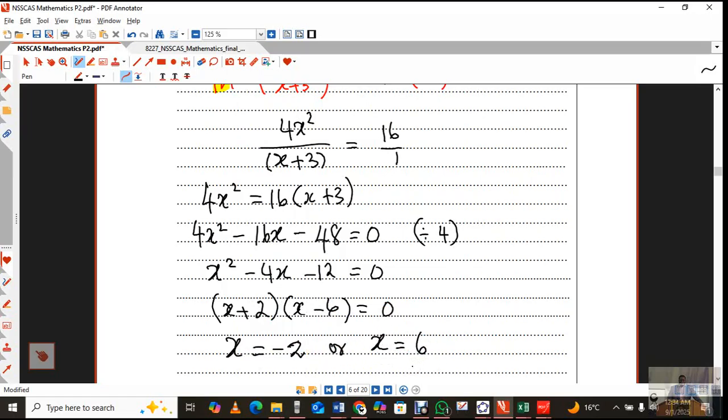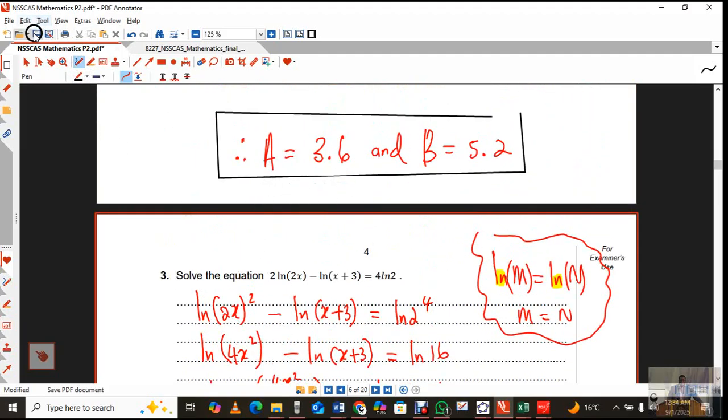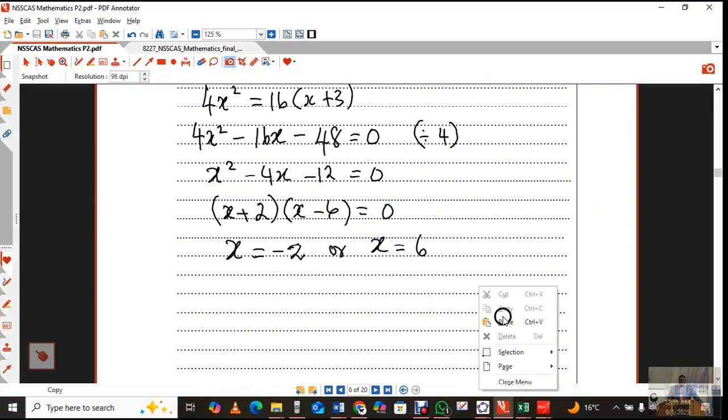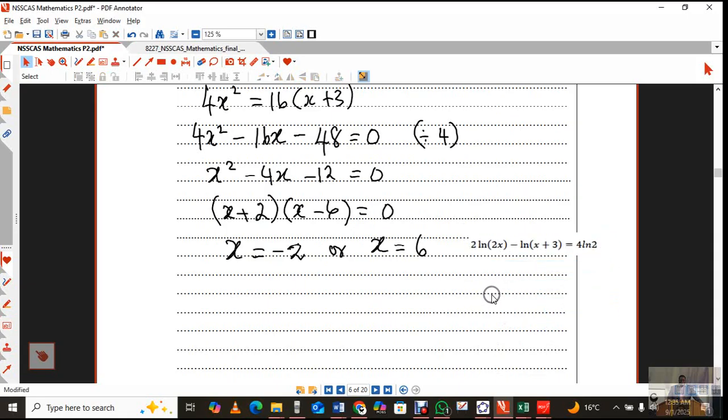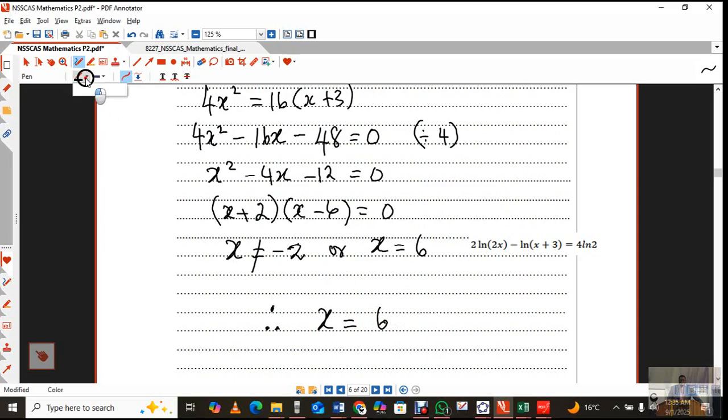So let's just quickly go back to our original equation. This equation over here. If I bring my equation back here, I am going to see that, wait a minute, I cannot have negative 2 because the moment I put negative 2 in here, it will not work. So negative 2 will be rejected. Therefore x is only equal to 6. And that is the only solution.